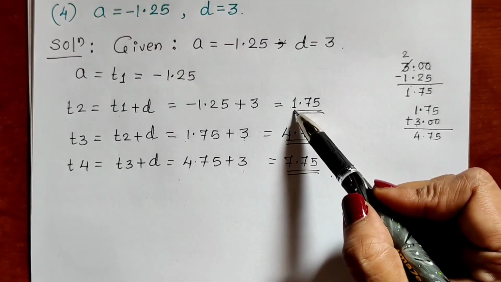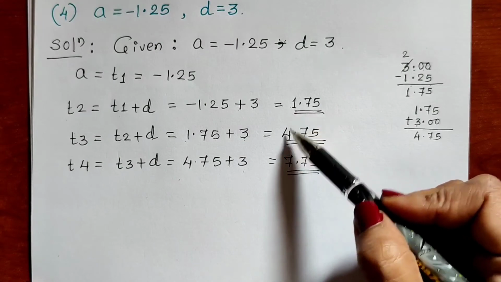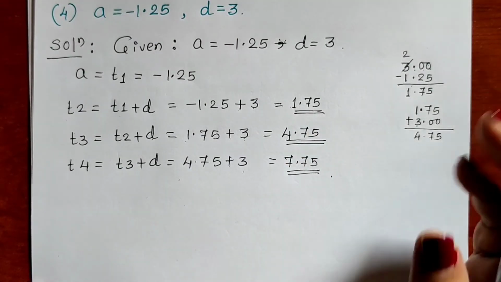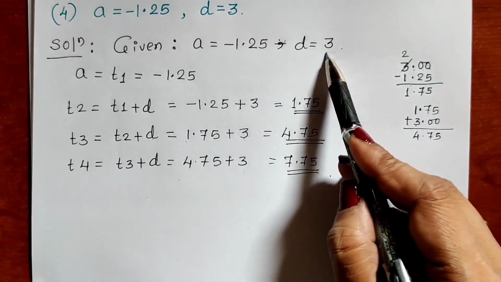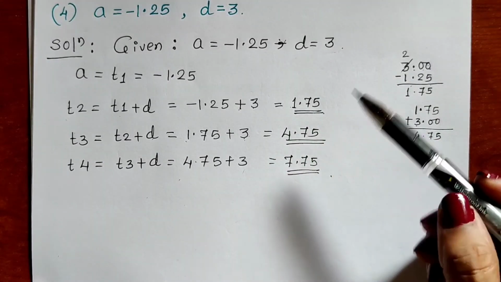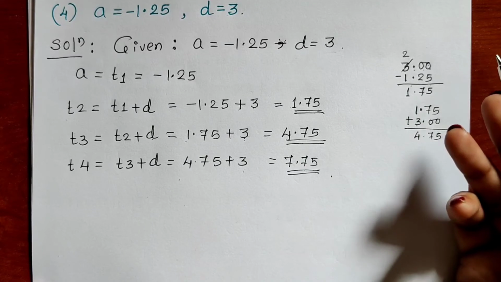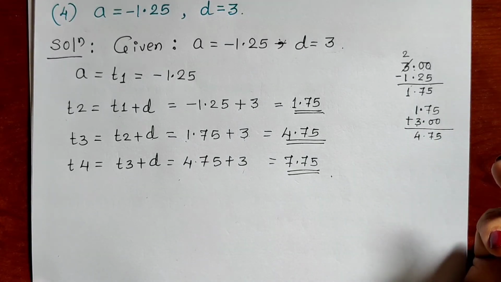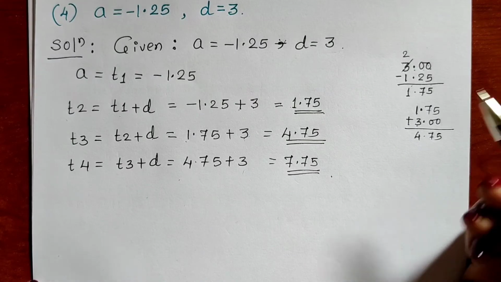So we can observe the difference of 3 here. 4 minus 1 is 3, 7 minus 4 is 3, 75 minus 75 will be 0. So the difference is 3. So after 7.75 what will be there? 10.75. After 10.75 what will be there? 13.75. So a difference of 3 we have to write.